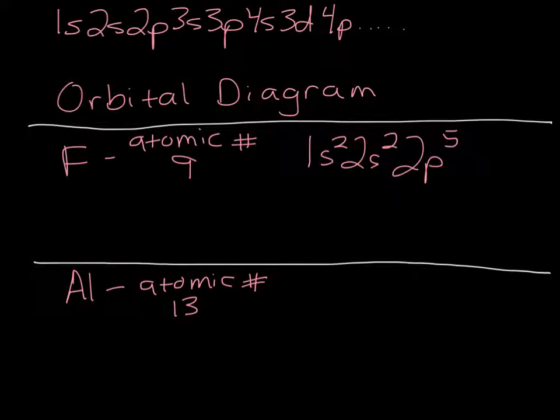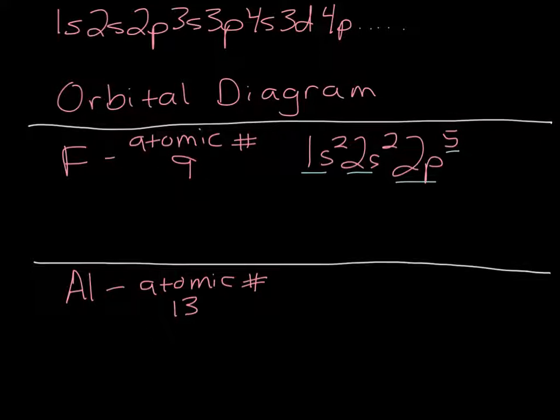Okay, I'm going to show you how to do an orbital diagram. So I'm going to start with fluorine, and I have fluorine's electron configuration listed out here, just a review of that. It's 1s2, 2s2, 2p5, and that's because fluorine is in the second energy level in the p block, and it's the fifth element up there.